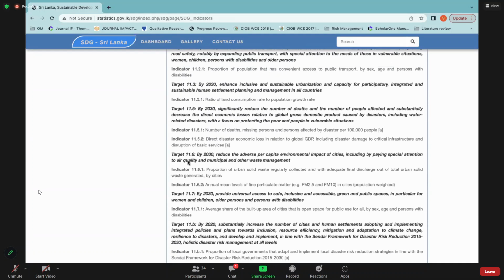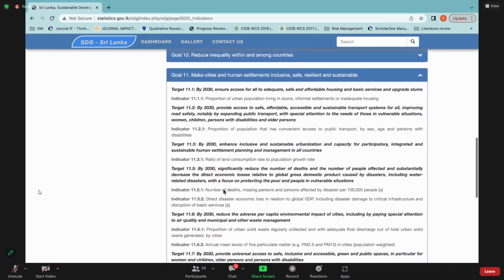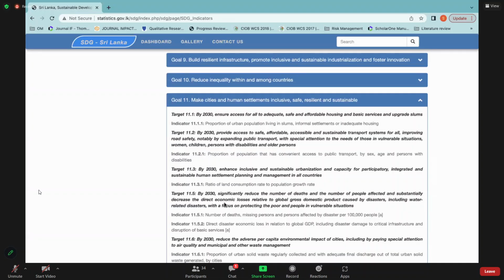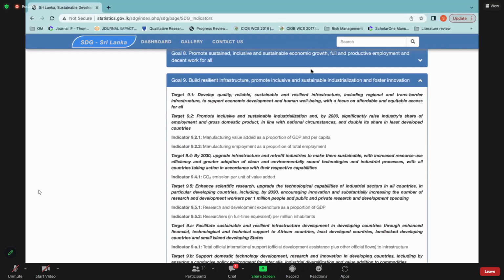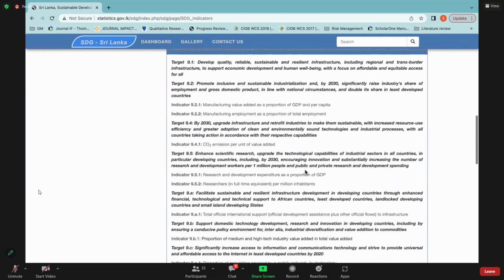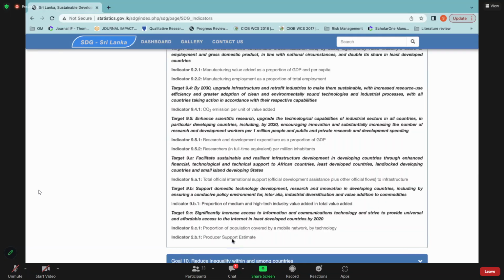So likewise, for each and every target, there is one or more indicators that you can use to measure how you are doing. So for goal 9, build resilient infrastructure, promote inclusive and sustainable industrialization, and foster innovation. So here are the targets. And again, the specific indicators we can use to measure.